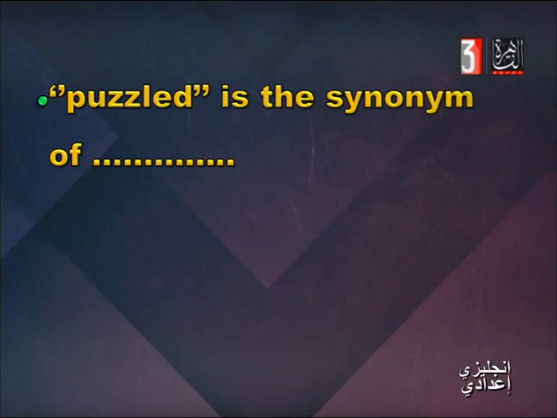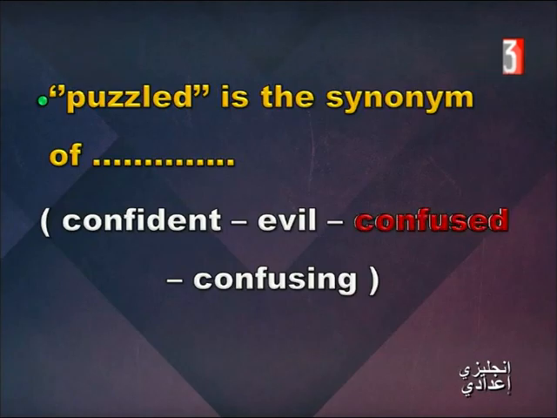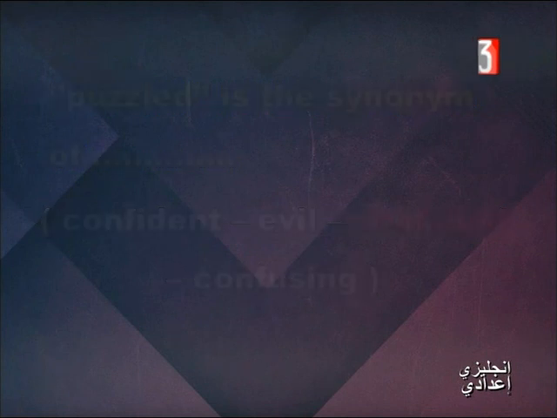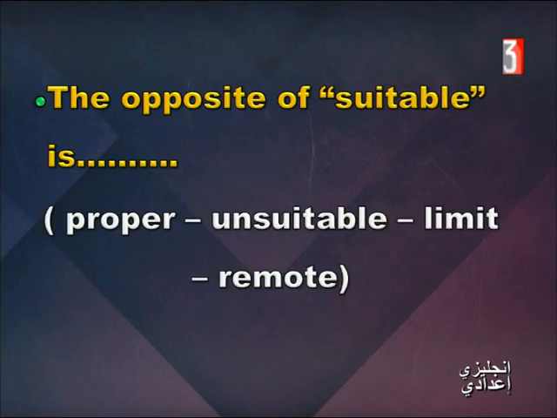Puzzled is a synonym of ___: confident, evil, confused, or confusing. Of course, confused. Don't forget, my dear students, the differentiation between the ed adjective and the ing adjective. As we see here in the question, we have the ed adjective for describing the feeling, and the ing adjective for describing the cause of the feeling. Don't forget.